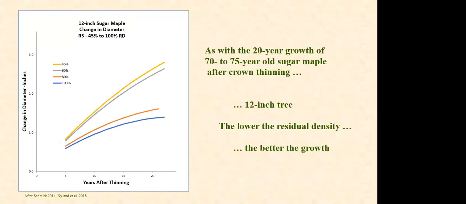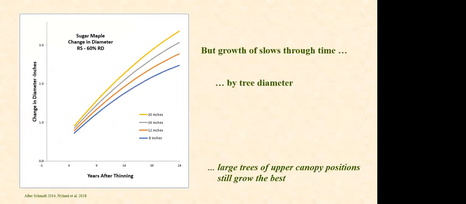Another representation of it, this is the longer-term pattern of growth for a 12-inch sugar maple tree at different residual densities. This is relative density. So after thinning, the years is on the horizontal axis and the change in diameter on the vertical. Notice the 100% and 80% lines are dramatically lower than the 60 or 45%. We would normally thin stands to 60% relative density, let them grow up to 80%, and then thin them again. So you can infer from this diagram that as you go from 60 to 80%, the growth is going to slow because of the increased crowding as the canopy fills in.